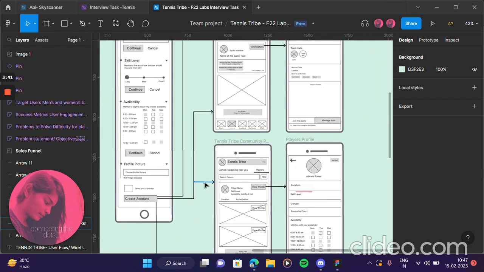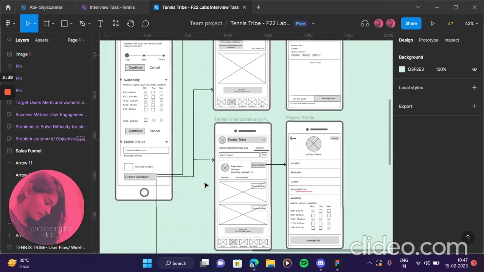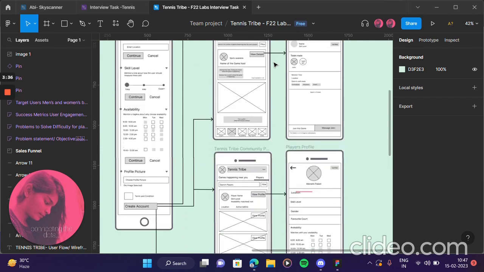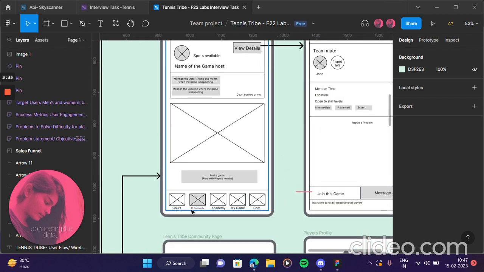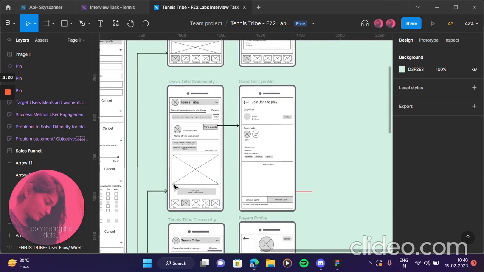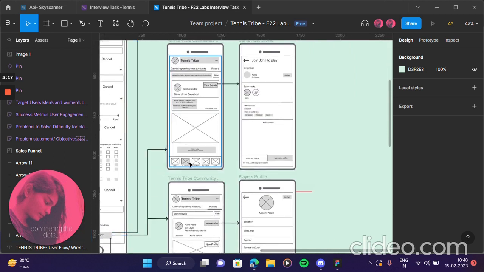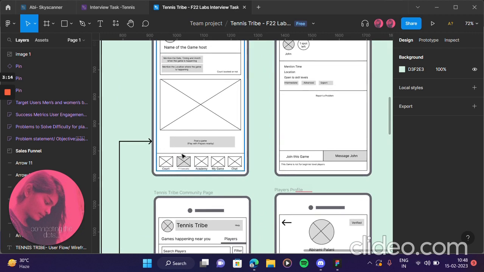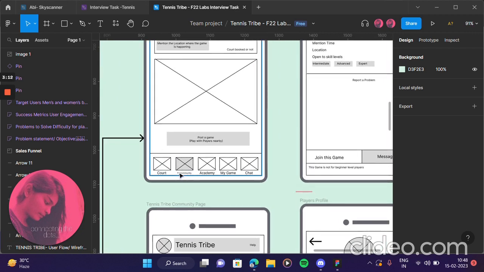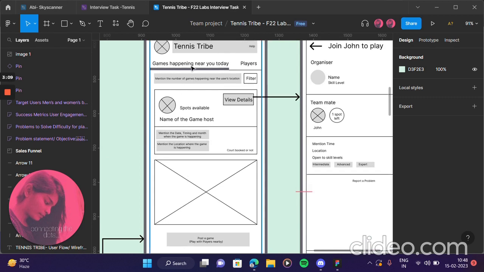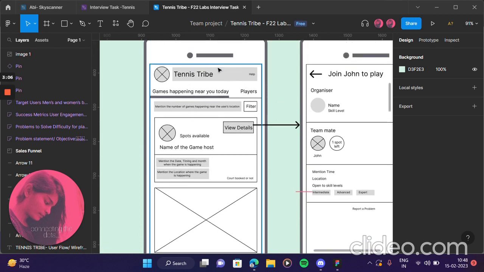So once they create the account, they'll be taken to this particular page where they can see five sections: court, tennis, TT community, tennis strike community, academy, my games, and chat. This will be a default thing. Once they get in, they'll be taken to the tennis community, TT community, or tennis strike community, where they can find games happening near them and also the players.